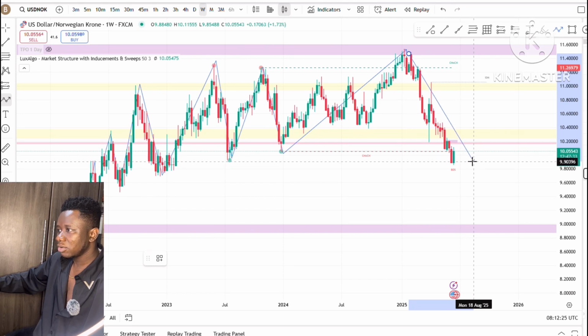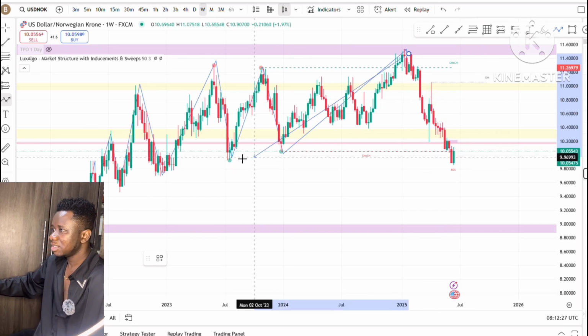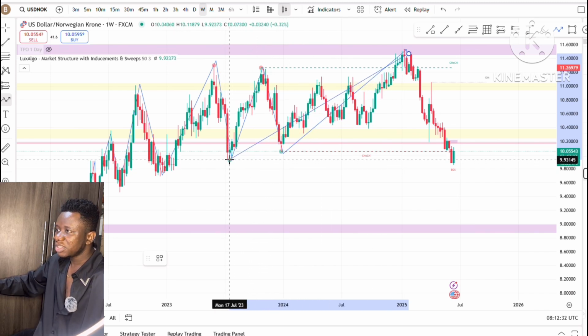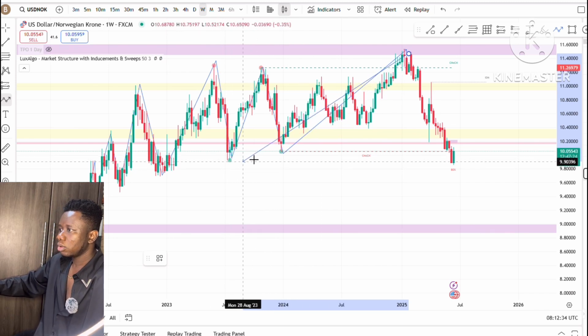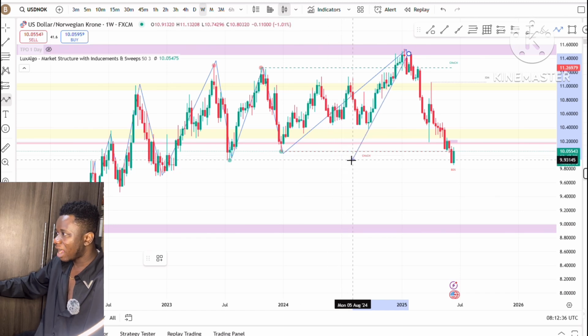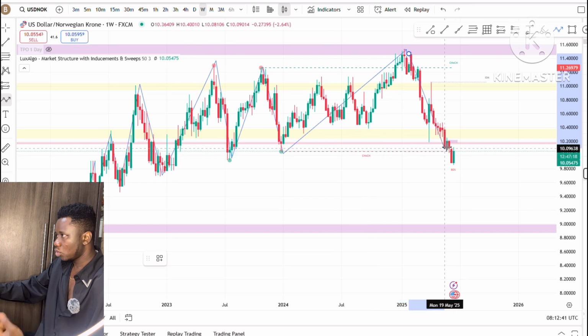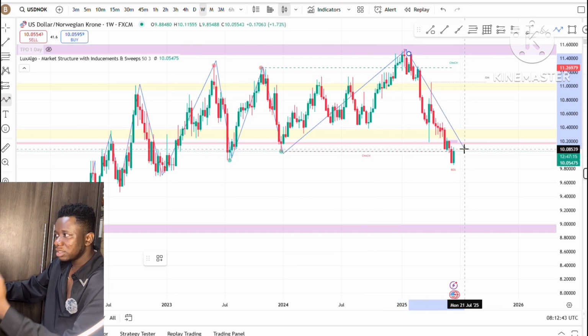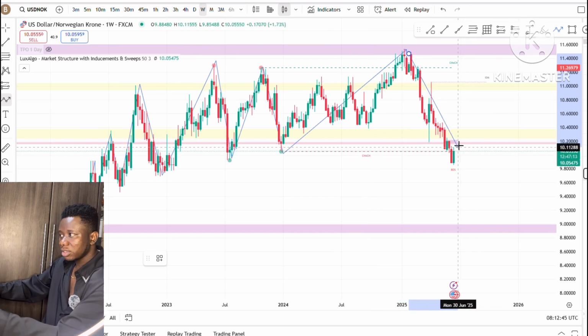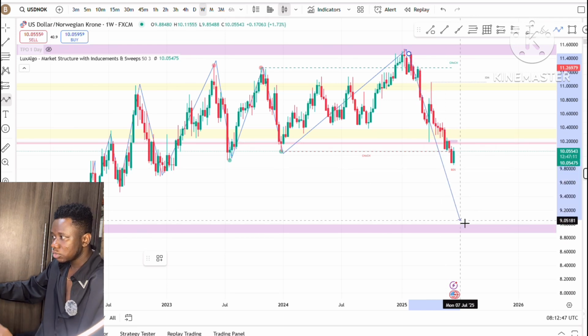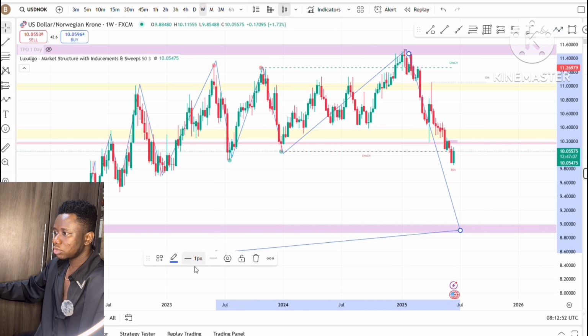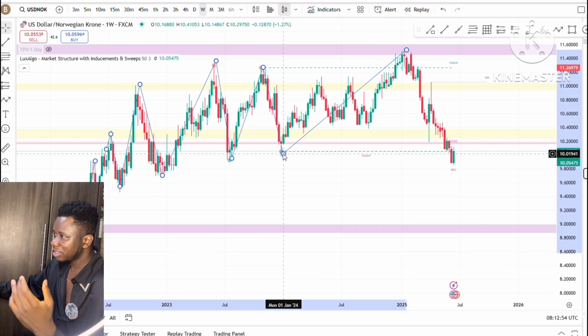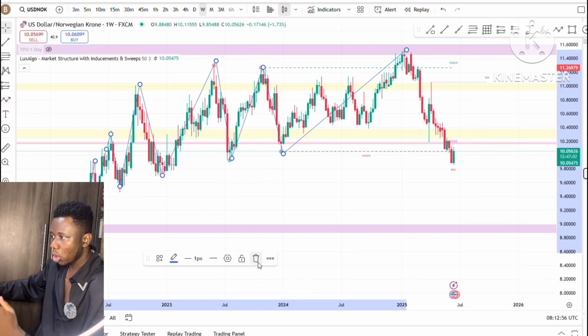I think it's already changed character. See, it already breaks below and closed below this last low. So that is a change of character. That is a market structure shift. So as you can see, I'm waiting to join in on the sell, on the sales continuation, to get the price around here. So that is what I have on this USD knock.